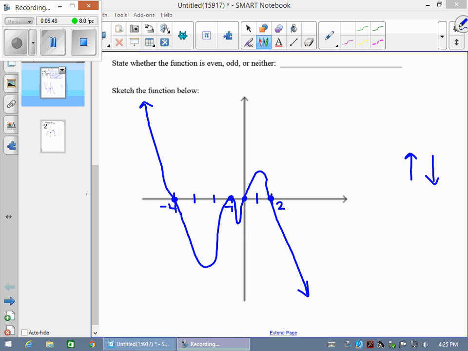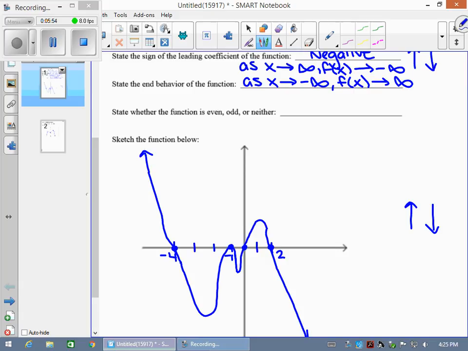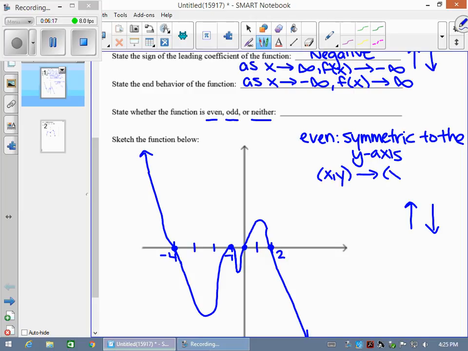Okay, so now that we have our function graph below, we can answer the second to last question a little bit better. We want to know whether the function is even, odd, or neither. So let's remember, even means that my graph is symmetric to the y-axis, meaning every x, y ordered pair would then have a -x, y match. And then for odd functions, we have symmetry to the origin.